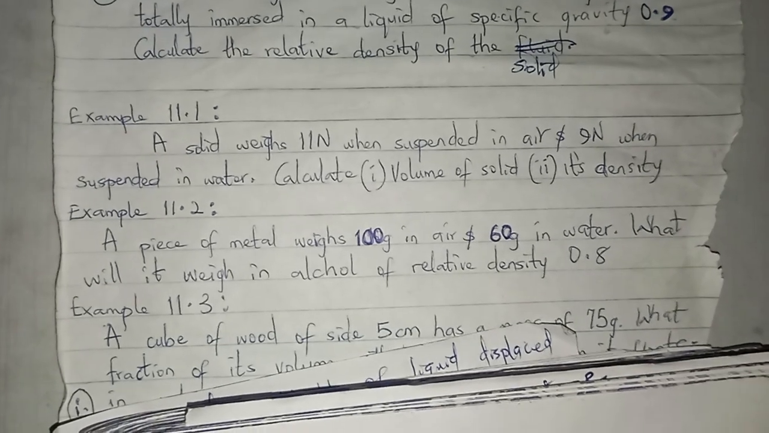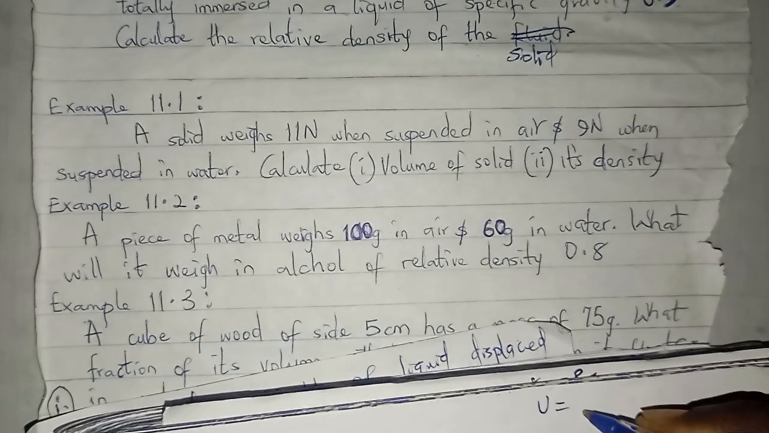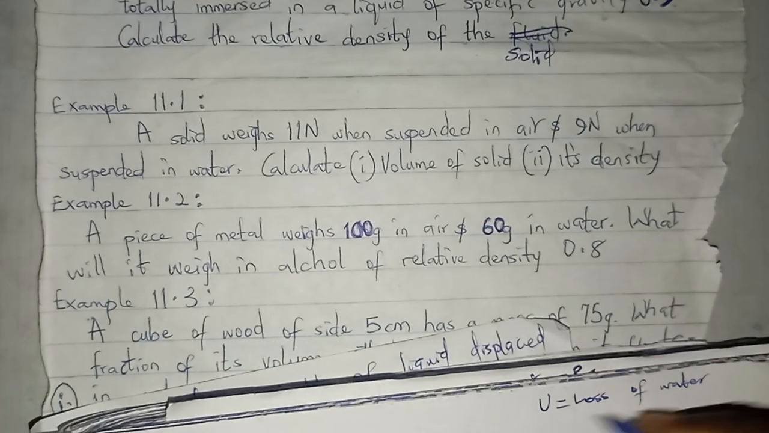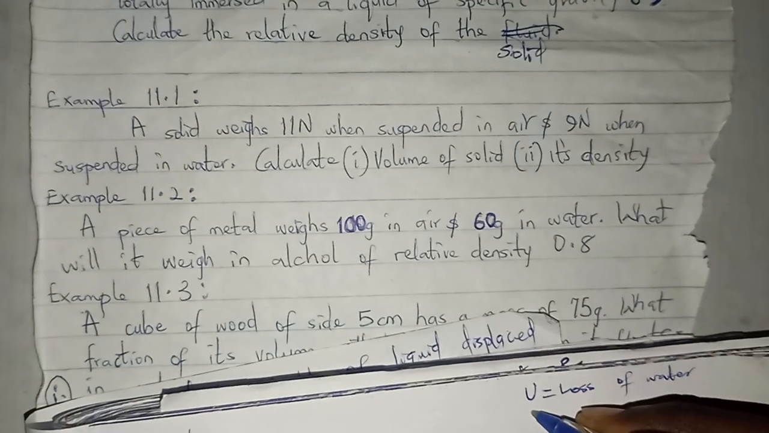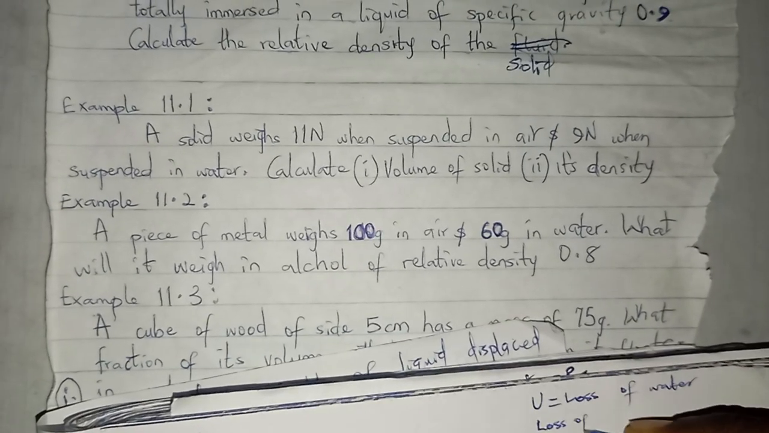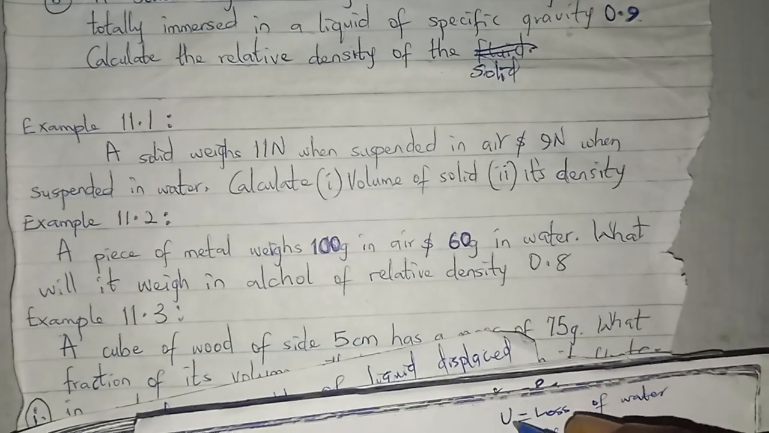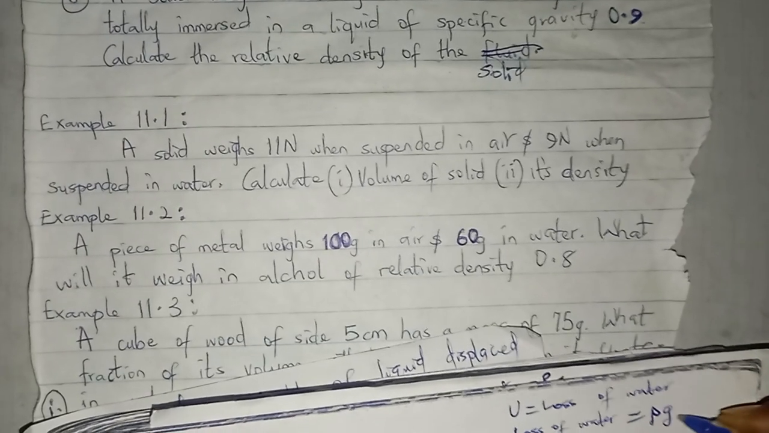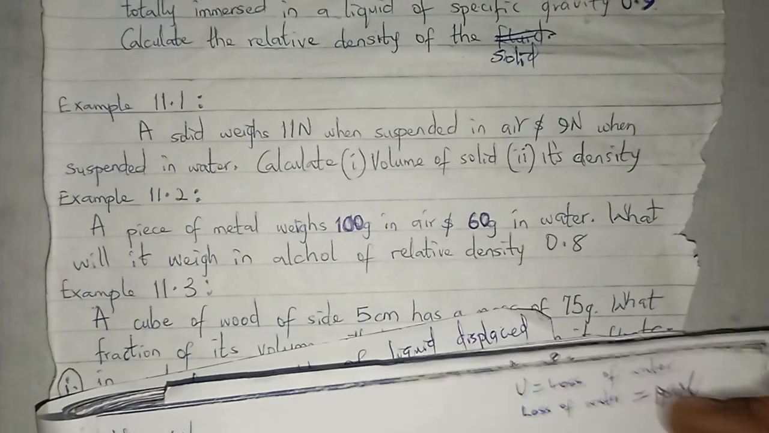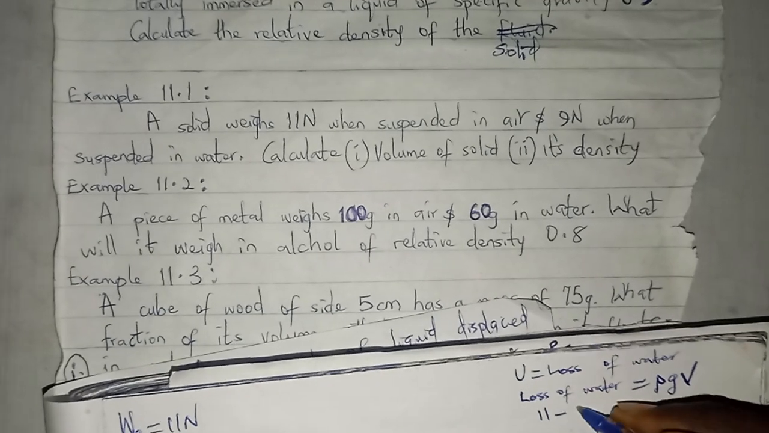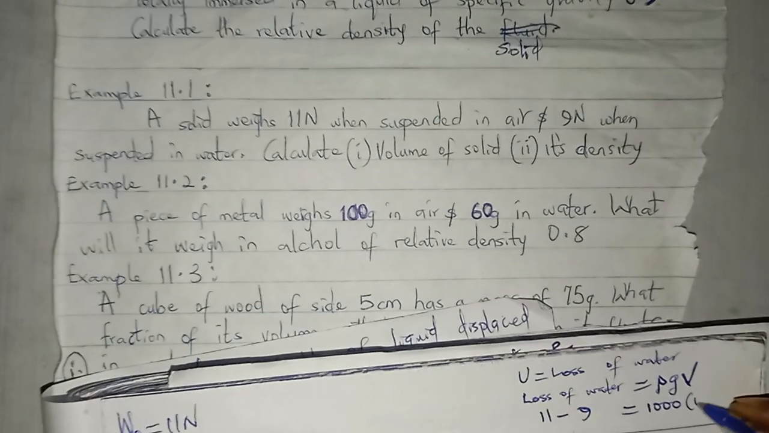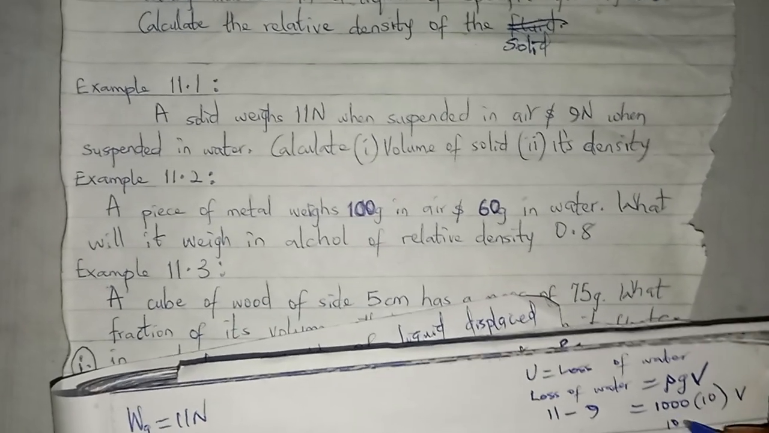So you need to remember that upthrust is equal to loss of weight in water, or you can say it equals the amount of water displaced. This is equal to density times gravity times volume, that is, rho g V. So that means 11 minus 9 is equal to the density of water, which is 1000, gravity is 10, and volume I don't know, so this is 10,000 V.